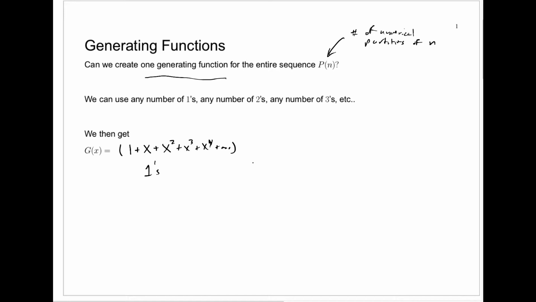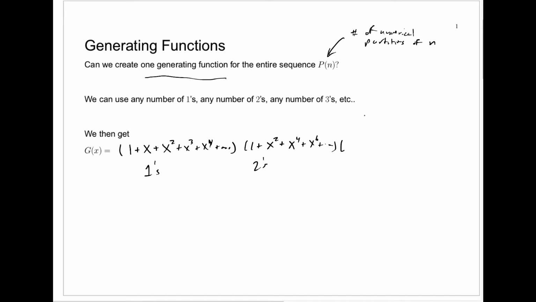What about for the twos? I could take 0 twos, or I take 1 two, and that would give me an x squared here. Remember every 2 I use adds 2, so we want the 2 in the exponent there, so that when I choose this factor x squared, it will add 2 in the exponent of x. I could take 2 twos, that would be an x to the 4th, or 3 twos, and keep going. I could use any number of 2s.